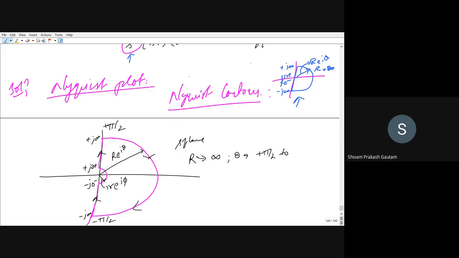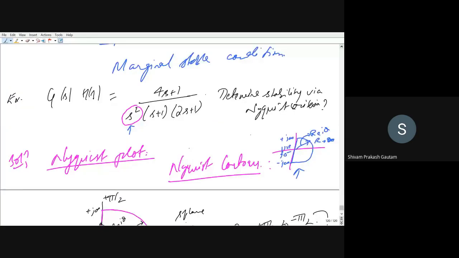I will write plus pi by 2 to minus pi by 2. Now small r is close to 0, very small, so we can say that small r tends to 0. And the orientation phi goes from minus pi by 2 to plus pi by 2. Is it clear? Is the Nyquist contour clear or not? We had poles at the origin, that is why we have considered this kind of Nyquist contour. Should we proceed?